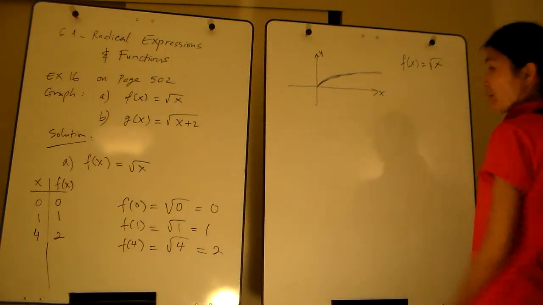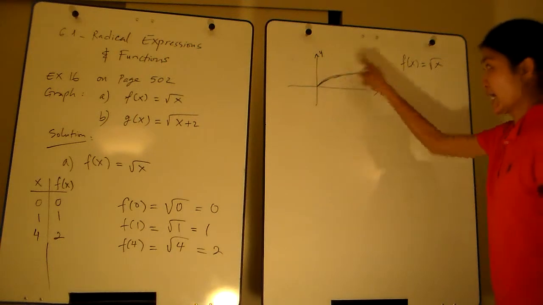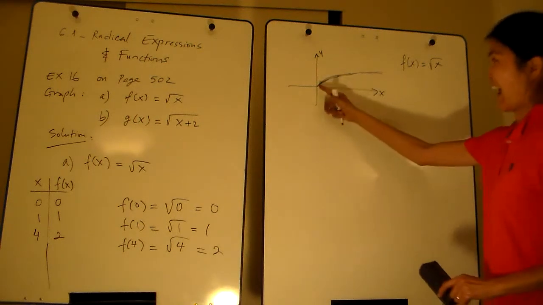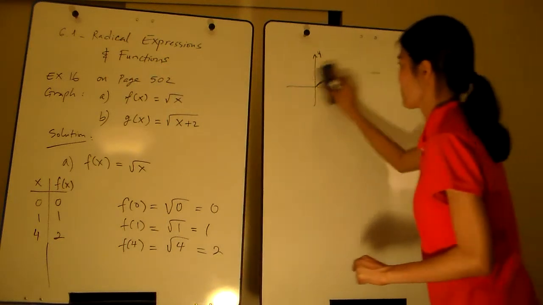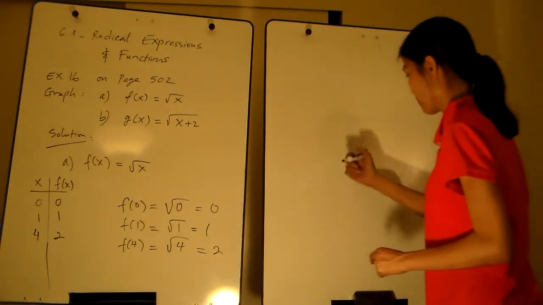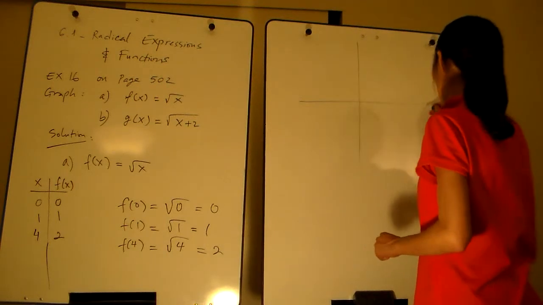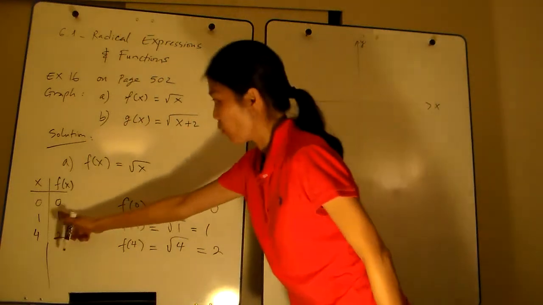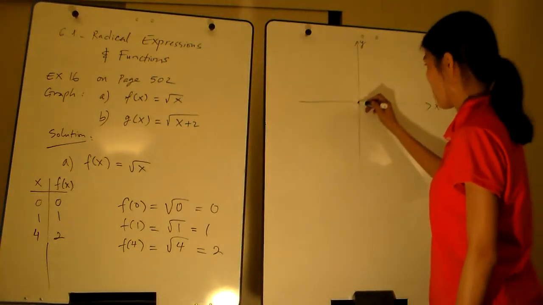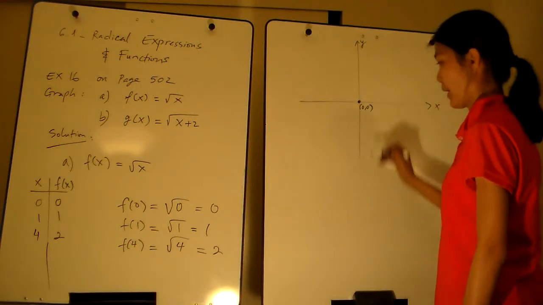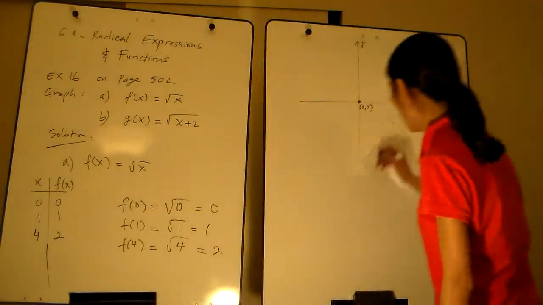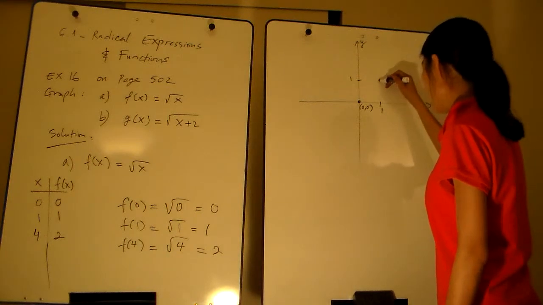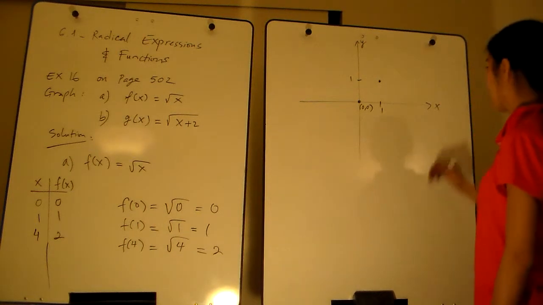Now I know the shape of a positive radical is going to be like this, increasing from left to right, slowly. It's like half of the parabola. So let's graph it. x, y. When x equals 0, f of x equals 0. So this point right here, 0, 0. When x equals 1, f of 1 is 1. So somewhere here. How about 4?